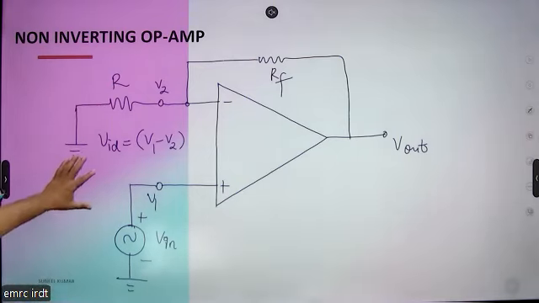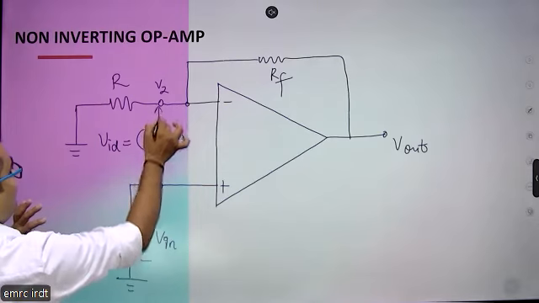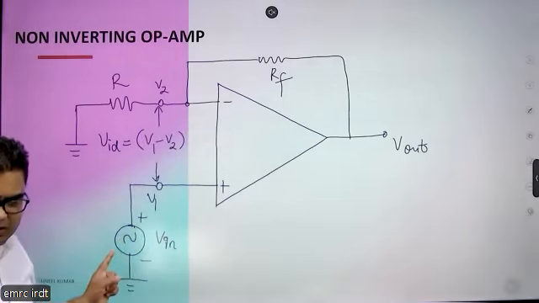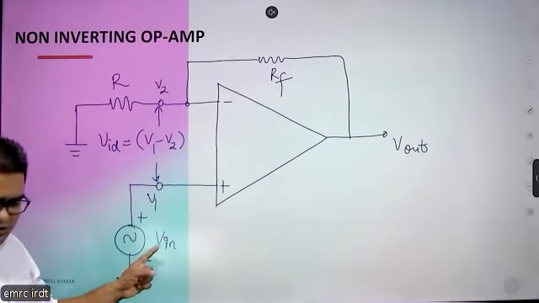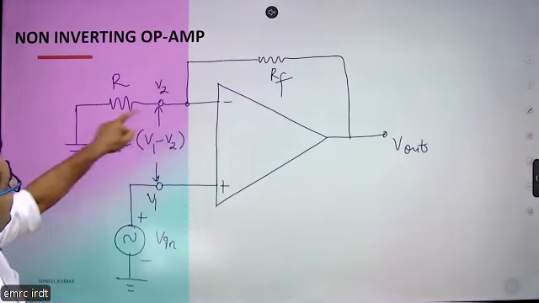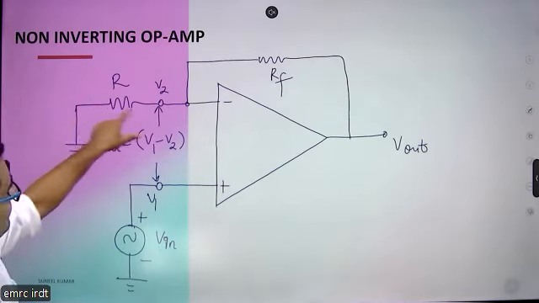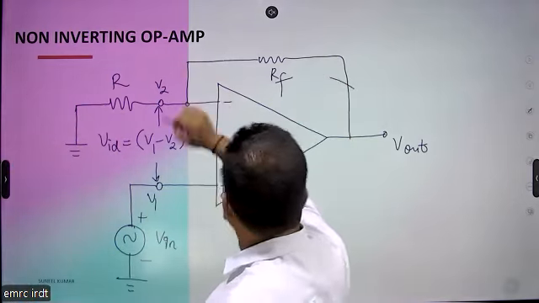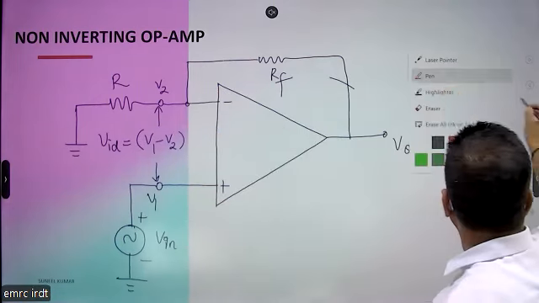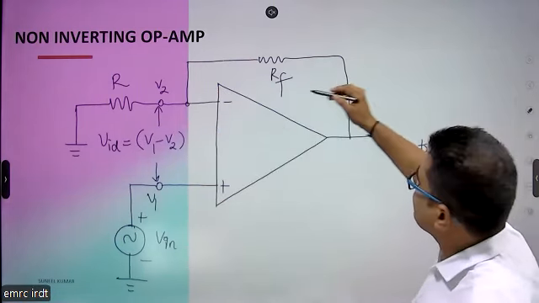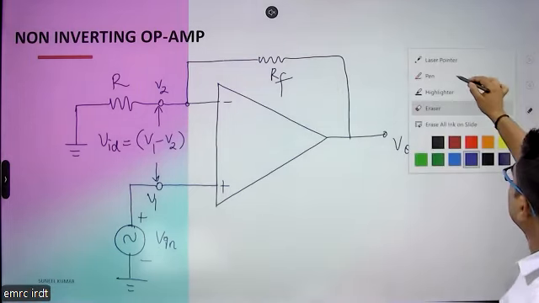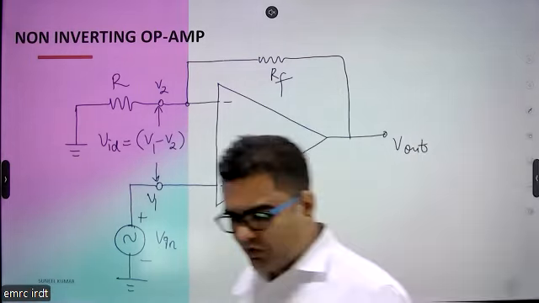So here we have connected input signal at non-inverting terminal. This is the non-inverting terminal where we have connected this input signal, and inverting terminal is grounded. Inverting terminal is grounded, but the output is feedback to the inverting terminal. So this is the non-inverting operational amplifier, and we want to do the analysis of this circuit.